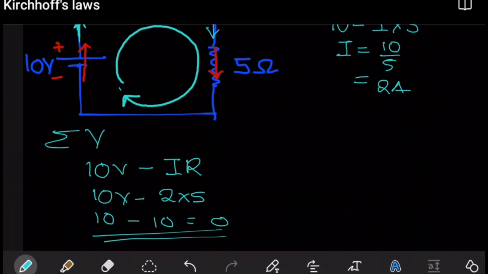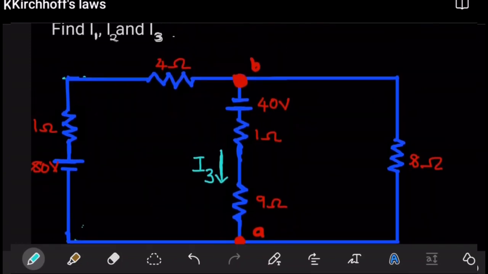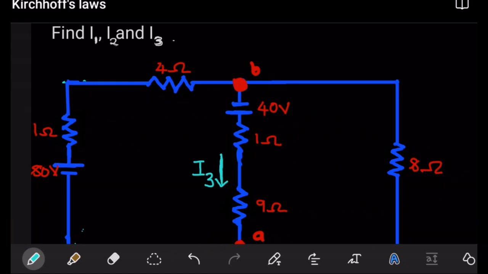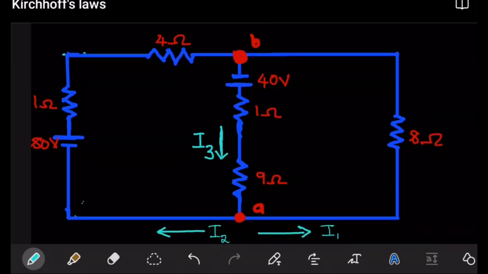Now let's look at a more general question. What do you expect to find in an assessment, so that you get a better understanding of Kirchhoff's laws? In this example, we want to find the currents I1, I2, and I3. How do we use Kirchhoff's laws to find the currents I1, I2, and I3 in this example?